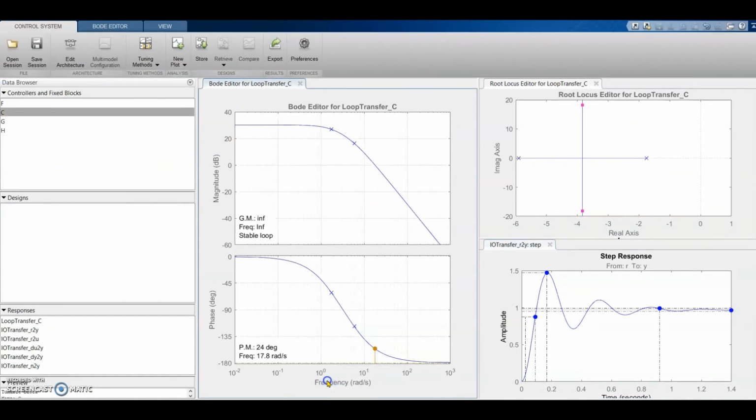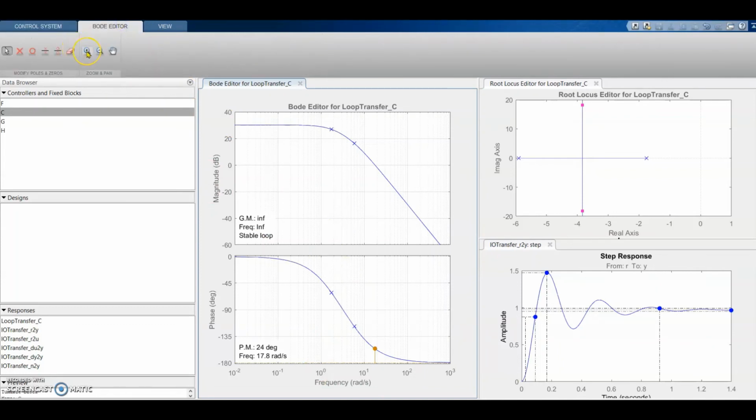I am adding grid here, and then I am finding out the location where we will get 60 degree phase margin. So I am going to the Bode editor here, and then I am taking this zoom in option. The 60 degree phase margin will be at minus 120, because minus 180 plus 60 is the 60 degree phase margin. So it will be somewhere here, so I am zooming in this region.